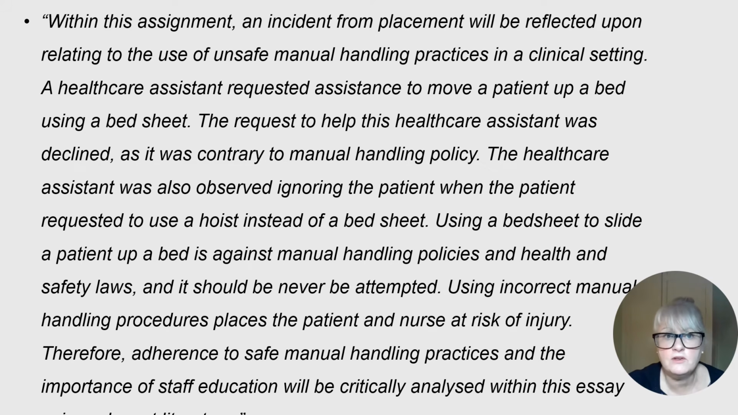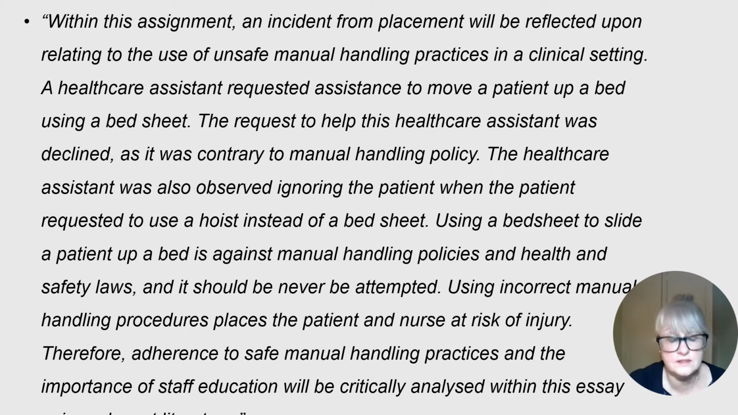Using incorrect manual handling procedures places the patient and nurse at risk of injury. Therefore, adherence to safe manual handling practices and importance of staff education will be critically analysed within this essay using relevant literature.